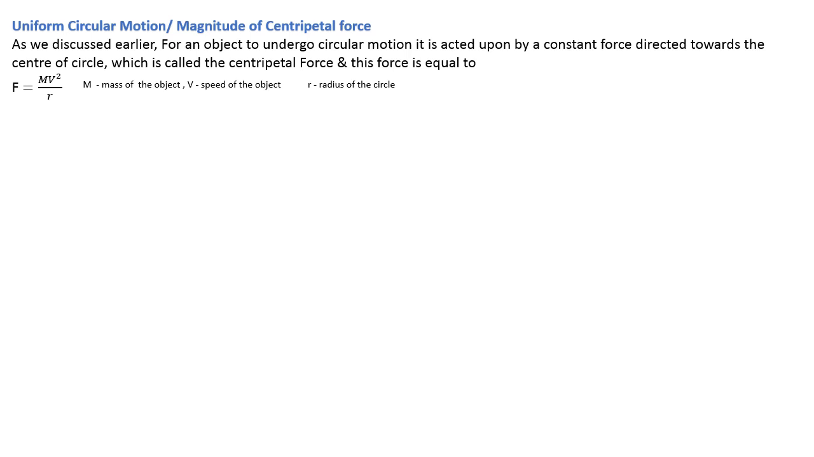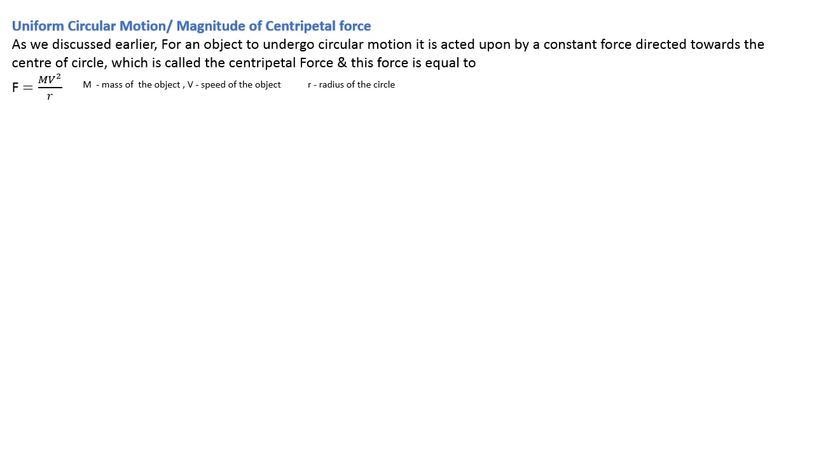So just read what is given. As we discussed earlier, for an object to undergo circular motion, it is acted upon by a constant force directed towards the center of the circle, which is called the centripetal force. Here we have the definition of centripetal force. I have just revised uniform circular motion for you, and now, what is the centripetal force?